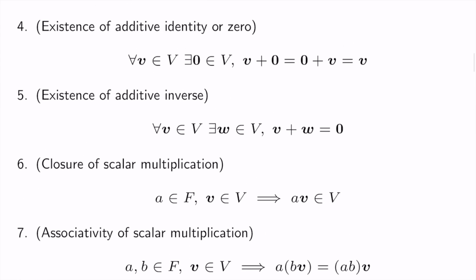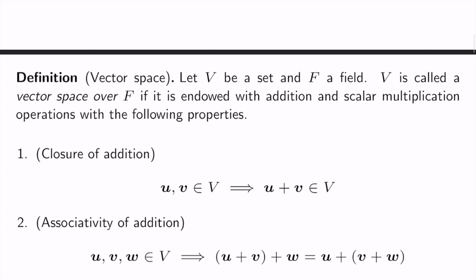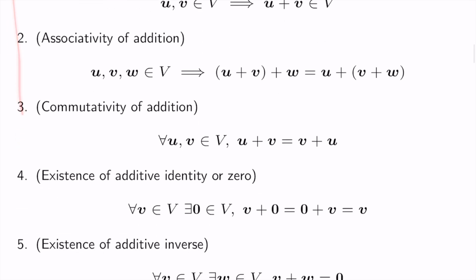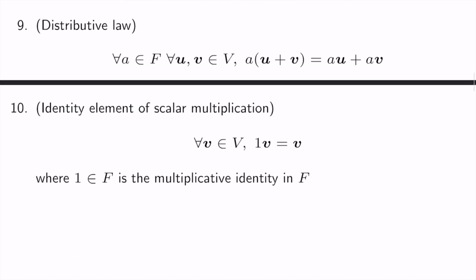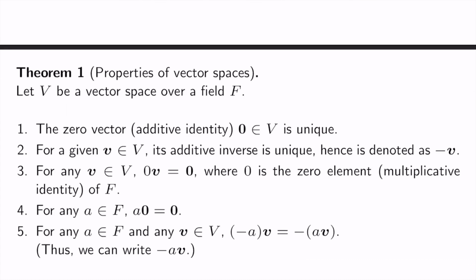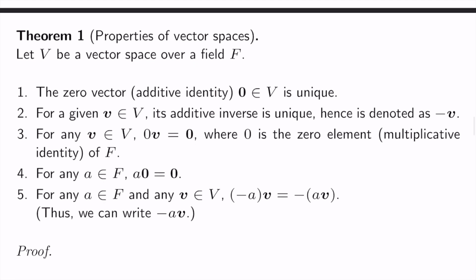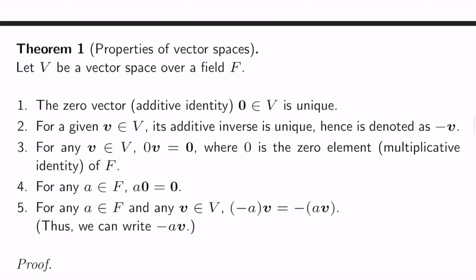So any set with addition and scalar multiplication, satisfying all these 10 axioms is called a vector space. Now, let's prove some basic properties of vector spaces in general. Let V be a vector space over a field F. So it's a very general vector space. Then the zero vector, the additive identity, is unique.